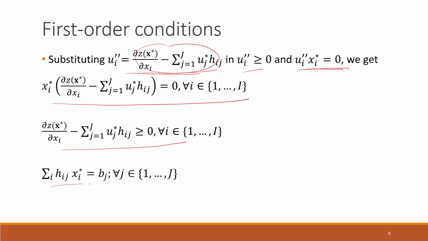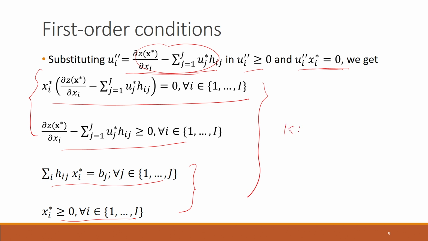And then we have this constraint that summation hij xi star is equal to bj for all j, and then xi star is greater than equal to 0. So these are the constraints that we originally had, and these are the additional conditions that we get. So overall these are the KKT conditions when we have non-negativity and linear equality constraints.